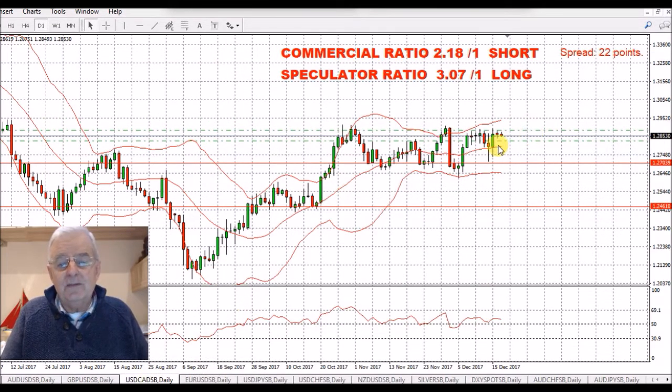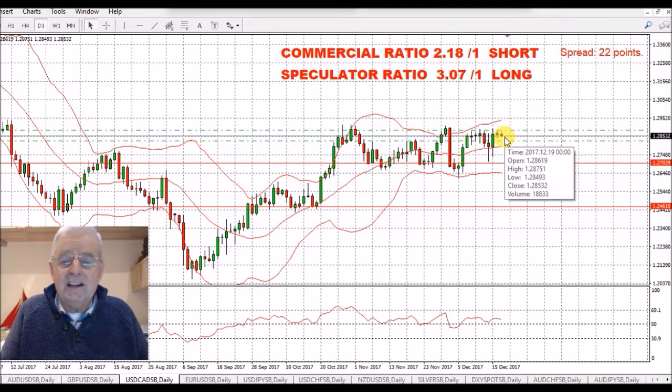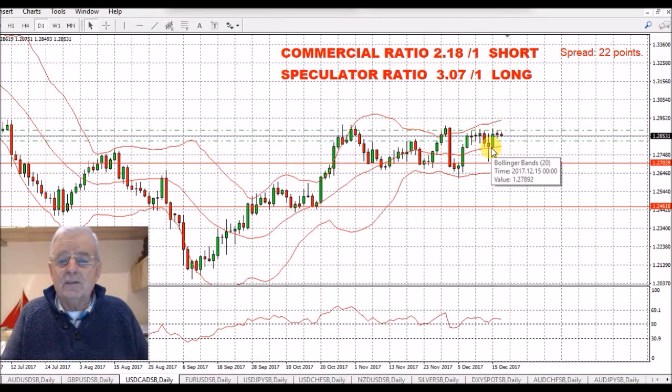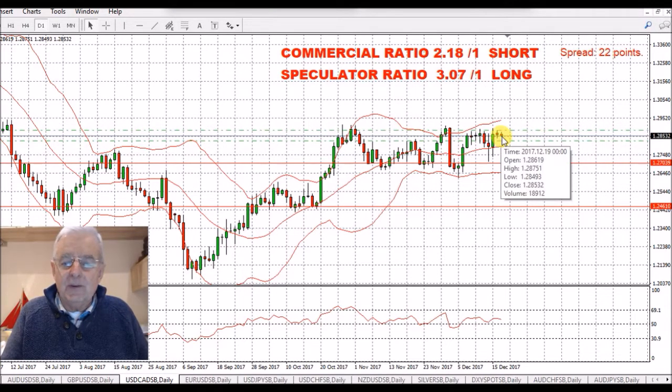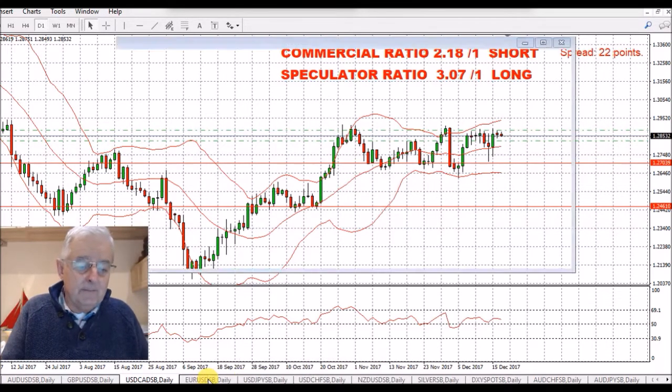USD CAD, we've come up off the bottom. I've got one trading profit, and I'm waiting for a little bit more of an upturn in the dollar, and we're waiting for the oil price to fall and the Canadian dollar to fall. So I do see this as a fairly good long-term trade. We've got a short ratio for the Canadian dollar, which is a bit reduced at 2.18 to 1. So we'll see where it goes during the week, but I don't see much downside for it.